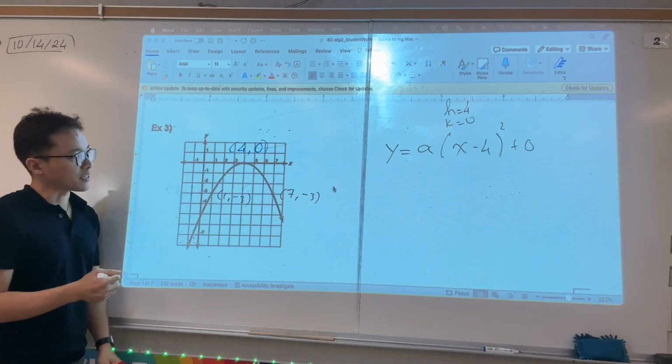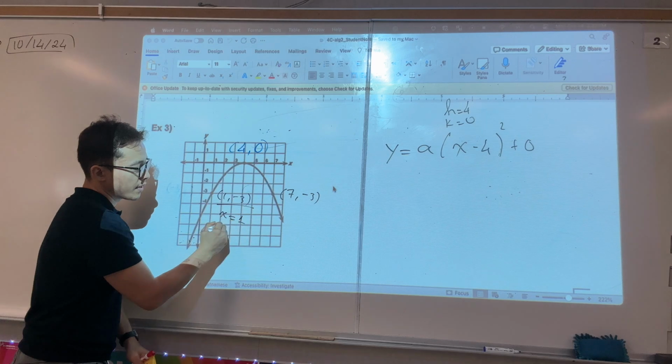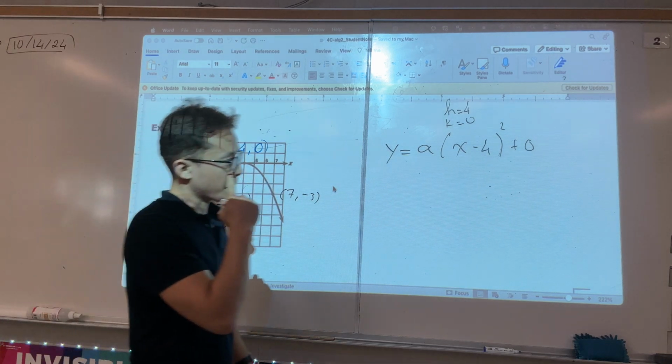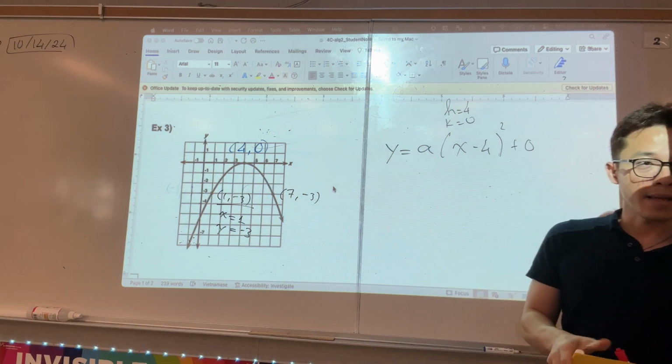Which one is good? 1, negative 3. That means X is 1, Y is negative 3. The smaller the better. Okay? Y is negative 3. You're gonna plug it in, okay? Evelyn, you know how to plug it in?